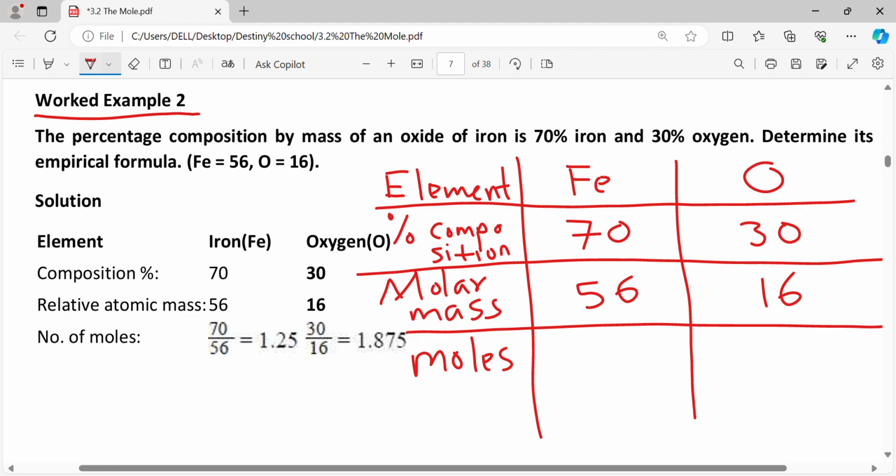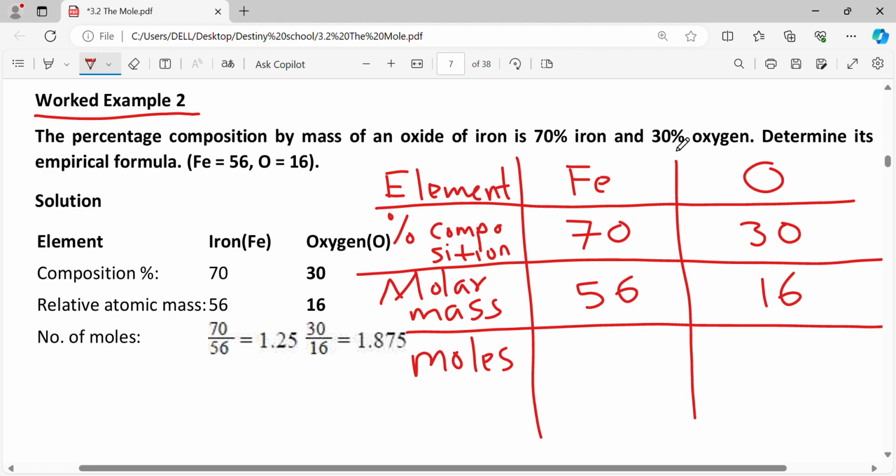So moles, remember from the formula at the beginning, I told you that moles is equal to mass in grams over molar mass. So here, we don't have the mass in grams, but you have the percentages, because you have 70% and you have 30%. Let's say if this oxide of iron was 100 grams, and the percentages are 70 and 30, then what is 70% of 100 grams? It would be 70 grams.